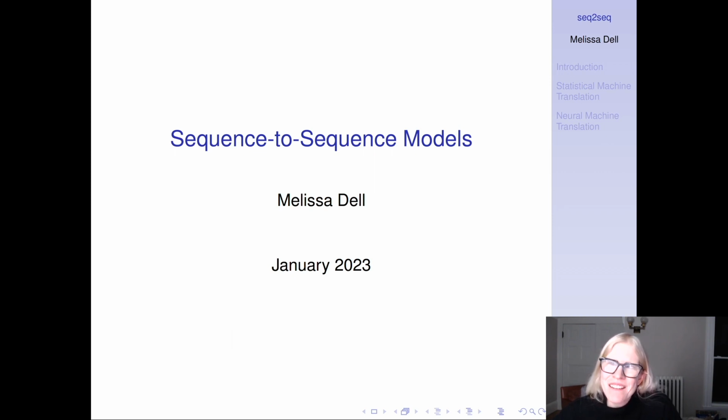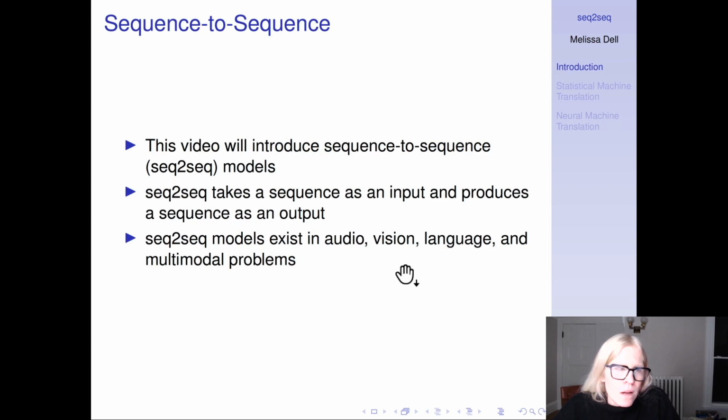So this is the 3rd video explaining a series of concepts in NLP that are going to be important to be familiar with in order for the transformer and transformer-based language models, which is what we'll talk about next week, to make sense. All right, so this video is going to introduce sequence-to-sequence models.